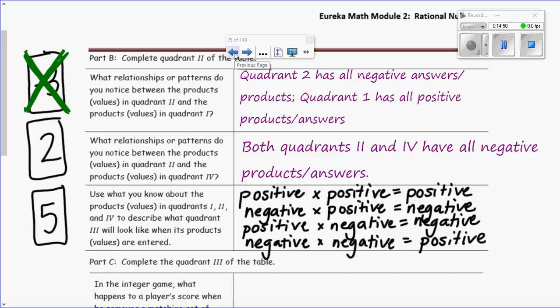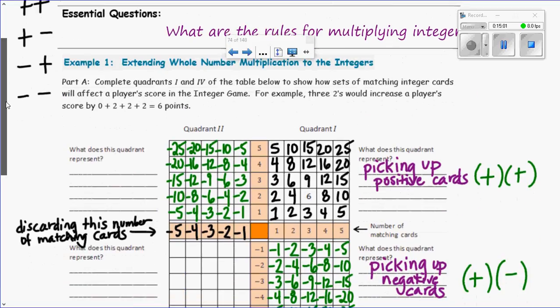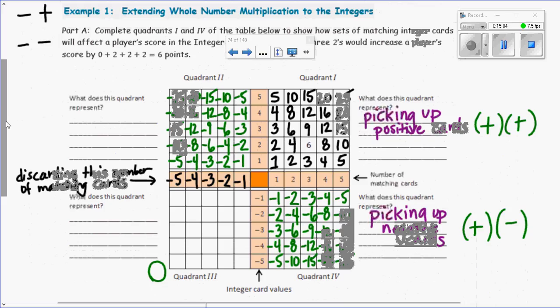Yourself. And remember, no calculators. This unit is no calculators. Okay, here we go. Down here, we've got -1 times -1.